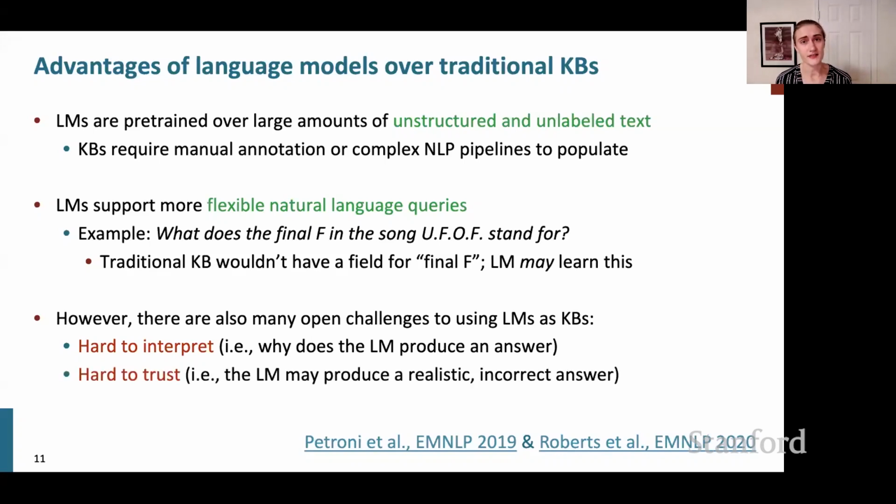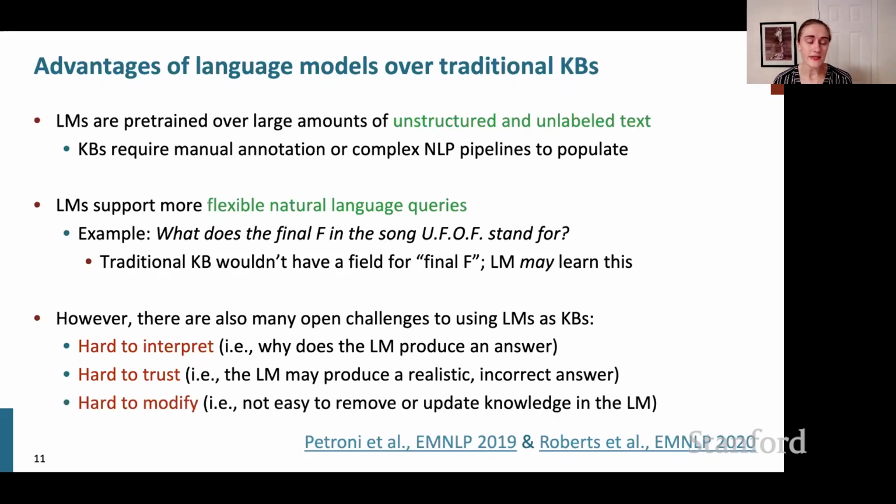It's also harder to trust. So you saw this in assignment 5, where the language model could produce realistic predictions, but they are incorrect. So it's not easy to know when the language model actually knows a fact versus when it's using some biases to make its prediction. And in the case of the traditional knowledge base, if it doesn't know a fact, it's just going to have an empty response.